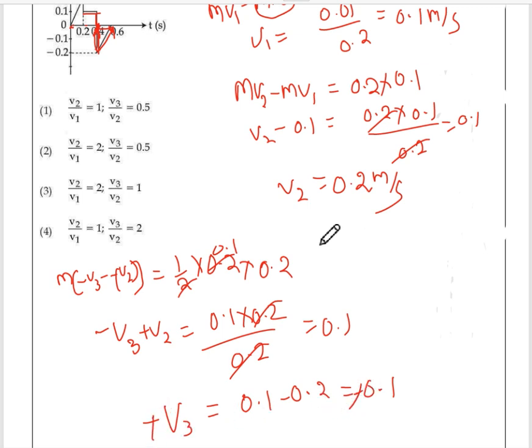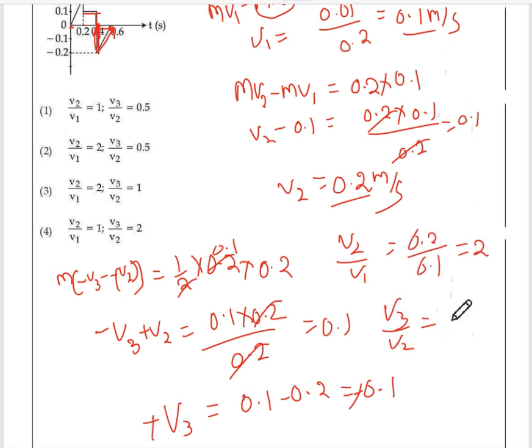So now find out the ratios. The question is asking to find first v2 by v1. V2 is 0.2, V1 is 0.1, so it's 2. Then v3 by v2 is 0.1 divided by 0.2, which is 1 by 2. Looking at the options, this matches option number 2. So this is our answer.